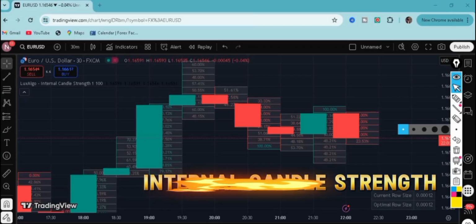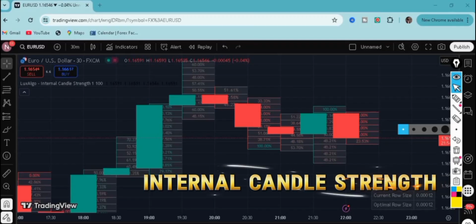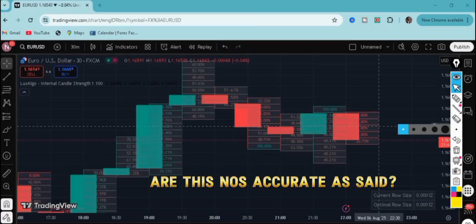So each and every candlestick pattern you see right here is actually being measured for its strength, or rather it's going to show you whether that candlestick pattern is going to buy or sell. But guys, I want you to ask yourself, can these numbers really show you exactly what you need to execute your trade? So guys, we're here to reason together. We are here as well to know more about this indicator.